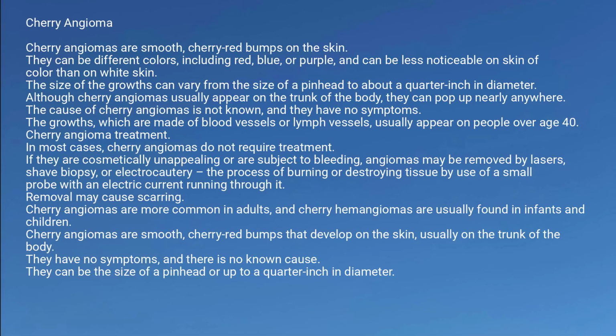Cherry angioma. Cherry angiomas are smooth, cherry red bumps on the skin. They can be different colors, including red, blue, or purple, and can be less noticeable on skin of color than on white skin. The size of the growths can vary from the size of a pinhead to about a quarter-inch in diameter. Although cherry angiomas usually appear on the trunk of the body, they can pop up nearly anywhere.